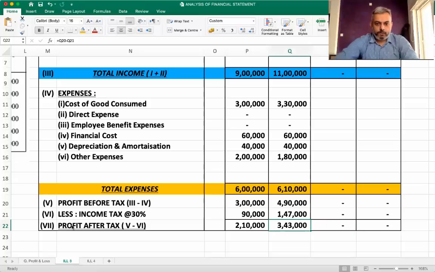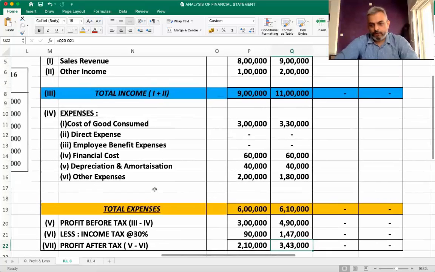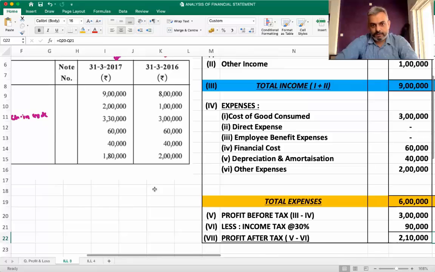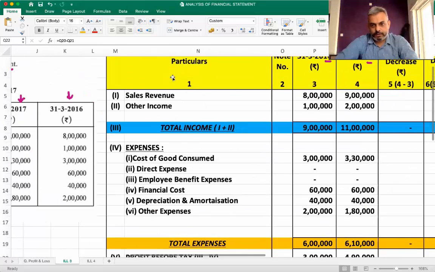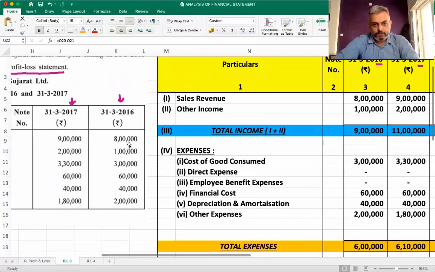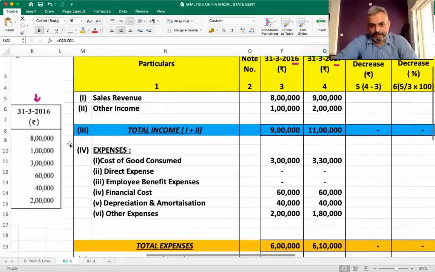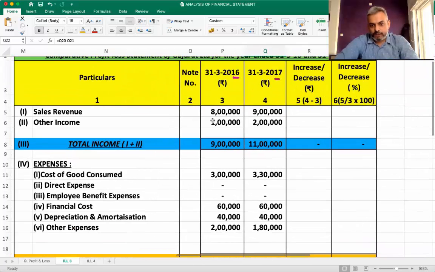Okay. So once you have done this, then we'll go for the remaining columns. Be careful about the 16, 17 thing, okay? So while you read the question, you read 16 first and 17 next, so that you can do it properly over here.